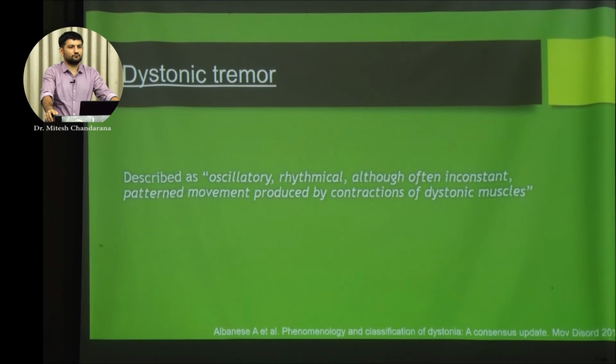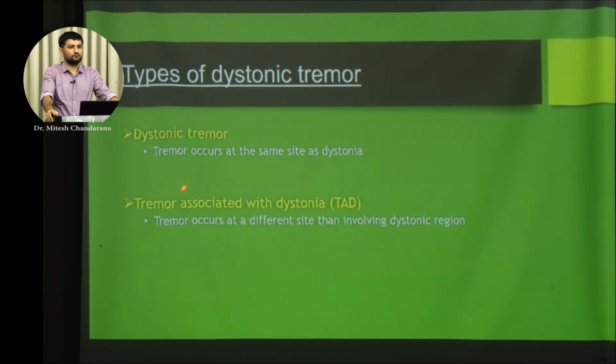Now let's go to dystonic tremor. Dystonic tremor is an oscillatory, rhythmic, although often inconsistent, pattern of movement produced by contraction of dystonic muscle. That inconsistent quality is important. Two types of dystonic tremor are there. If the tremor occurs at the same site as dystonia, then it is dystonic tremor. And if the tremor occurs at a site other than the dystonic region, for example, the patient has cervical dystonia and tremor in both arms, then it is called tremor associated with dystonia.